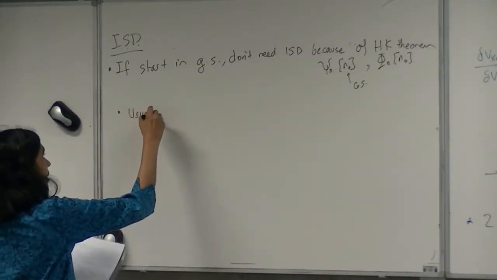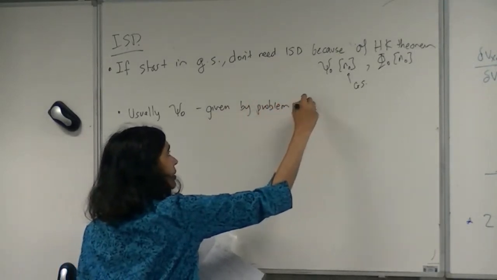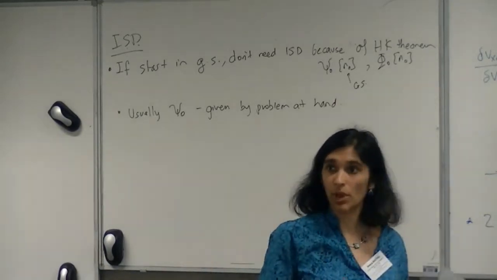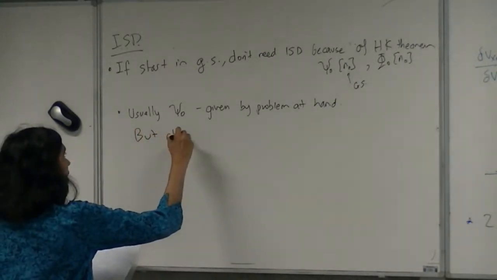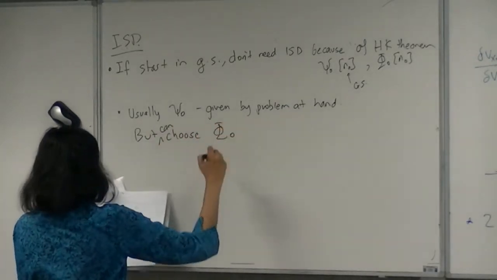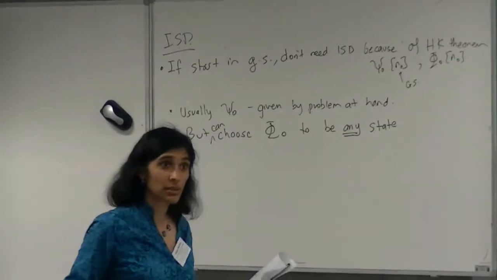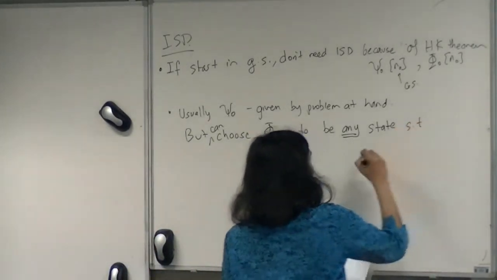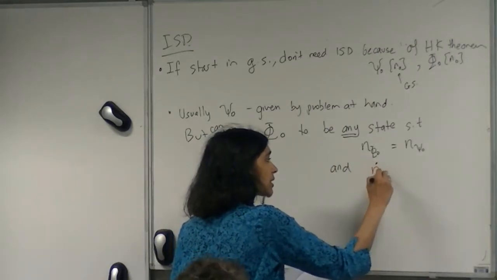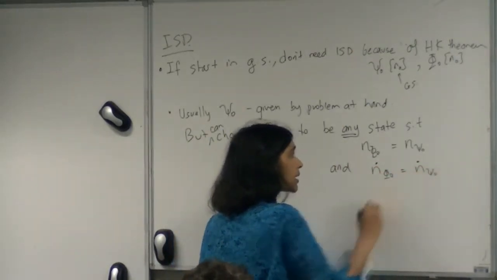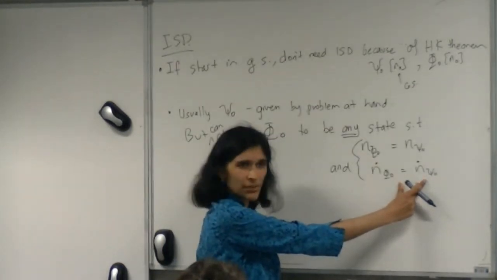So how do you choose these things? Well, usually psi naught is given by the problem at hand, because it's whatever you're starting your state in. It's like the initial value of your Schrödinger equation. But what about phi naught? In fact, we can choose phi naught to be any state, any wave function. It doesn't even have to be a Slater determinant. It could be any wave function such that the density of phi naught is equal to the density of the true initial state, and the first time derivative is the same. Can anyone tell me why this condition is important, or even possible?